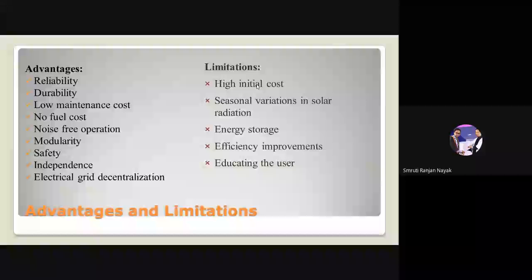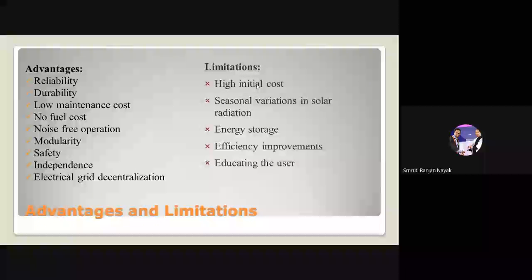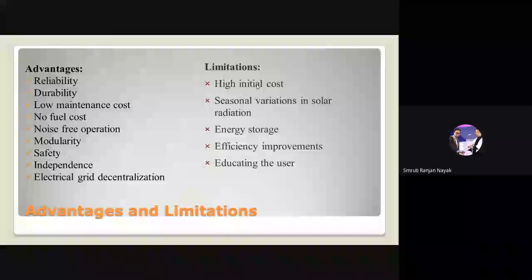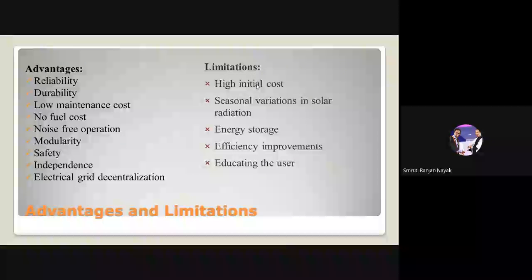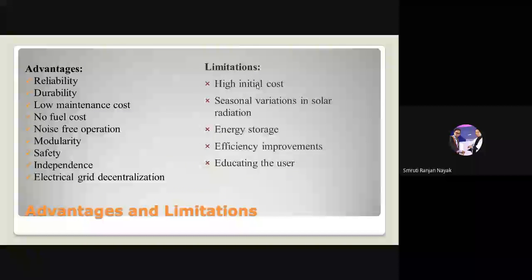Another important thing is your wiring. It is also a great factor. So the initial cost is high, but after that, the maintenance cost is low, with reliability, durability, no fuel cost, noise free operation, modularity, safety, independence, and grid connection and decentralization. So we can say that if the initial cost is high, then after that there is nothing else for cost, only maintenance.